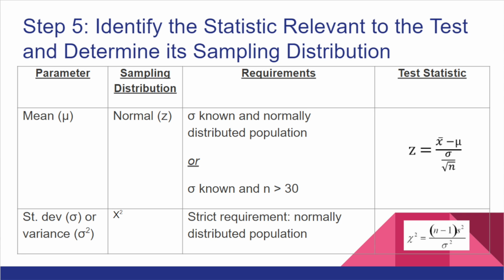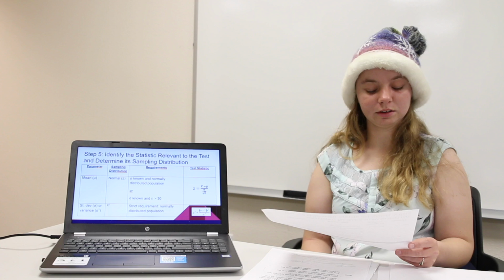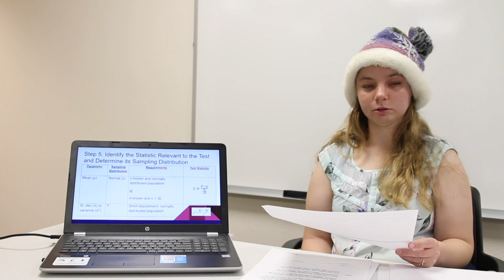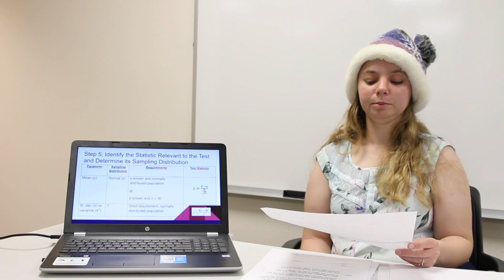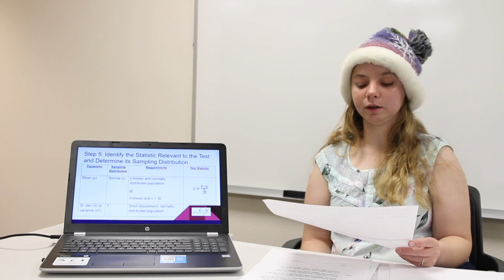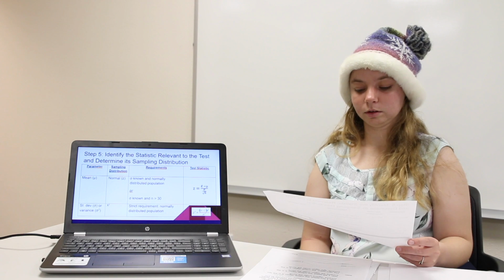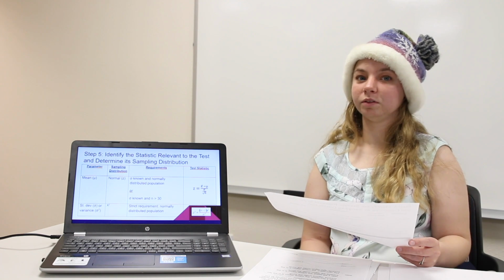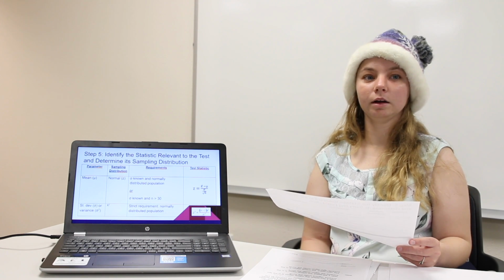And for standard deviation sigma, or variance sigma squared, the sampling distribution would be chi-squared. The requirements would be a strict requirement of a normally distributed population, and the test statistic would be chi-squared equals (n minus 1) times s squared divided by sigma squared.